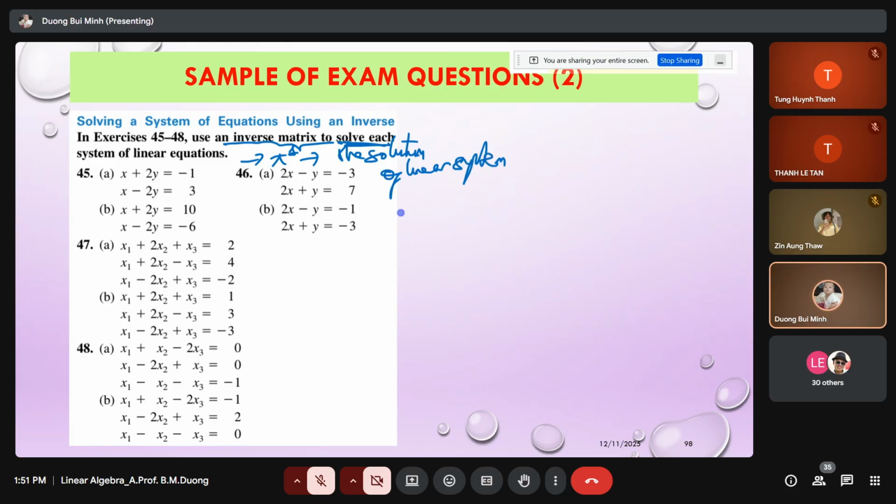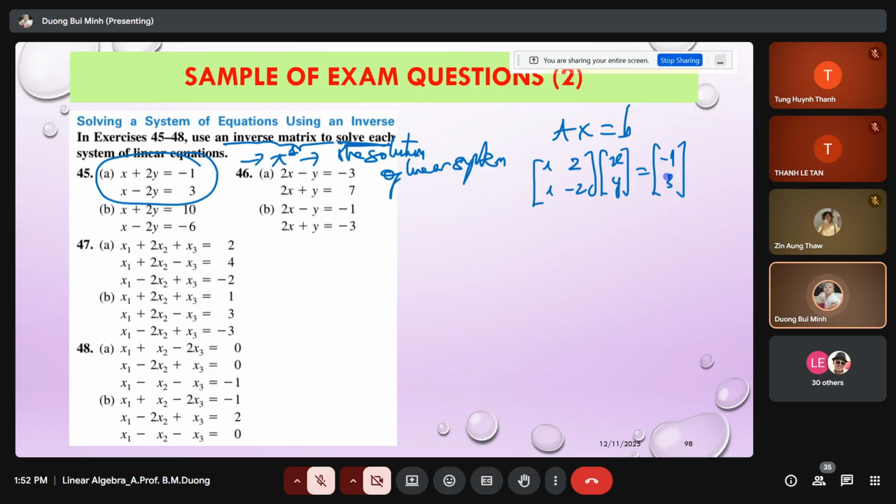For example, we consider this one. So we can guess A X equals B. So A is [1, 2; 1, -2], right? And X is X and Y, right? And B is -1 and 3. Of course, this one is A, this one is X and this one is B.